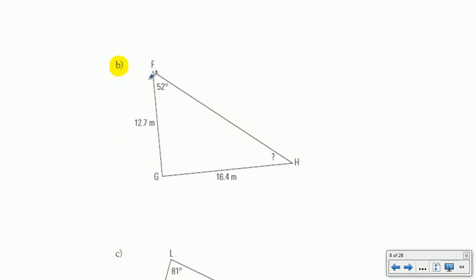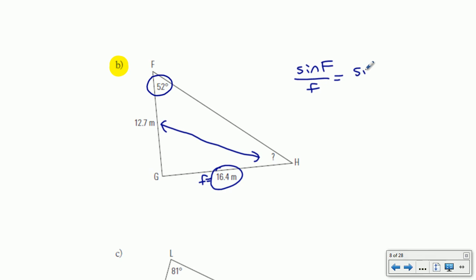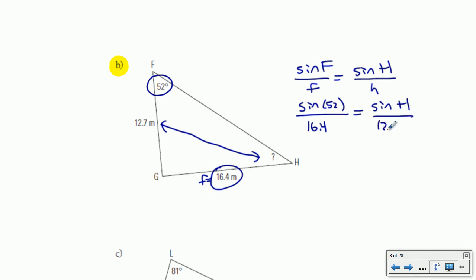So identify what you know. You have 2 out of 2 with F and side length f, and we have 1 out of 2 in this side-angle pair. So we would apply sine law like this. Sine F over f equals sine H over h. Plug in what you know. Big F is 52, so sine 52 divided by 16.4 equals sine of H. We don't know what H is, the angle. We know the side length though, so that's 12.7. Again, that would be labeled as a lowercase h.